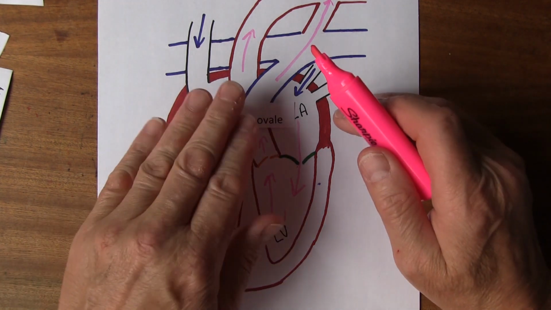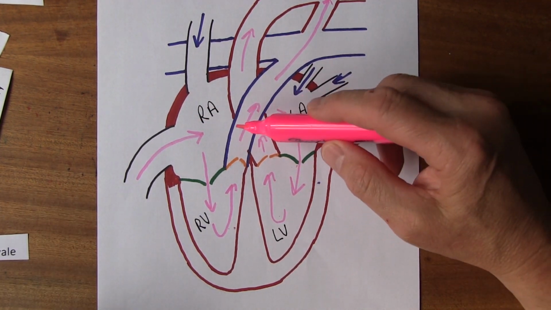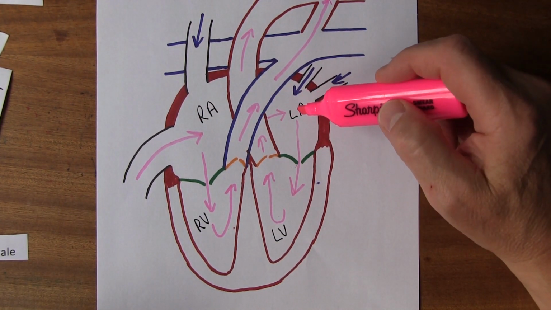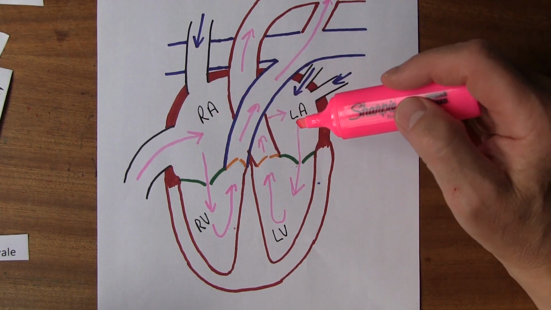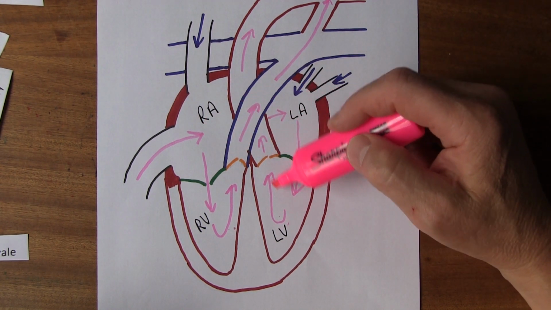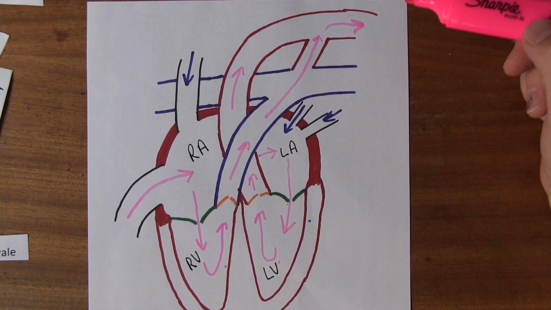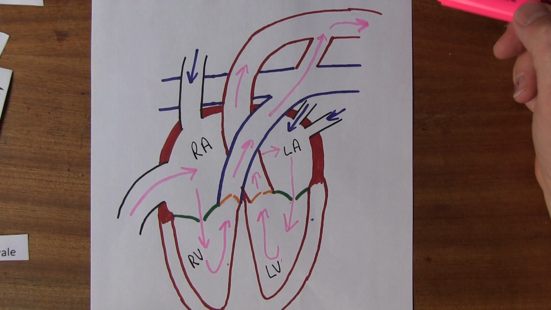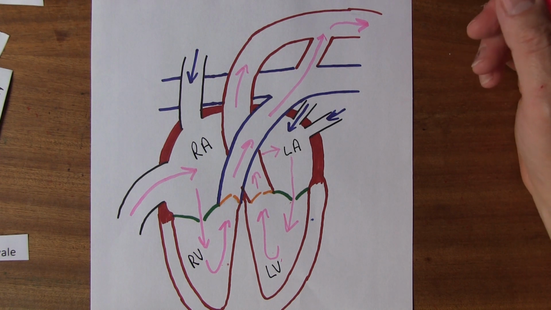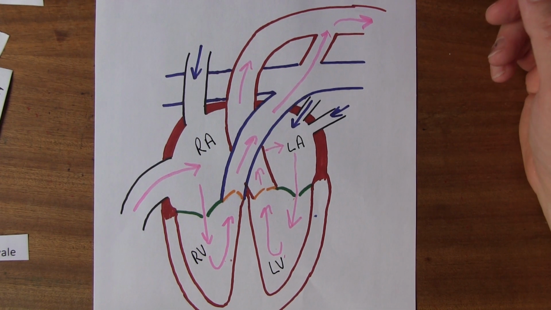But that's good, because that means that the relatively oxygenated blood is going to go from the right atrium to the left atrium to the left ventricle to be pumped out into the aorta and go all around the fetal circulation to provide the systemic oxygen supply for essential fetal life.